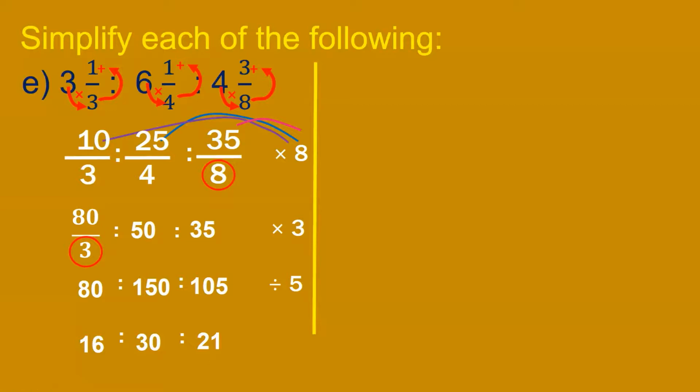Let's have another example: 2 and 1 over 2 kilograms to 3,000 grams to 4.5 kilograms. Now we have different units. We have kilograms and grams. So at the beginning, we must change the units. We prefer to change the biggest unit to the smallest unit. So we must change kilograms to grams.